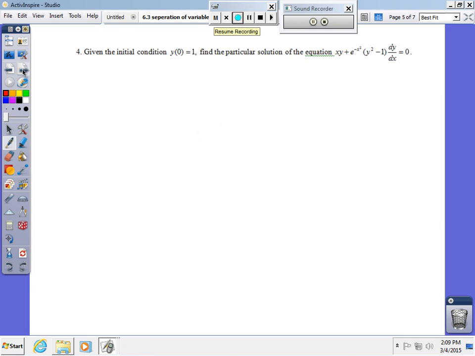Okay, I think you should get the hang of this. I'm not going to do this entire one, but the first thing you need to do with this equation is multiply everything through by dx. So each one of these terms, so this is going to become xy times dx plus e to the negative x squared. Oh, this is one whole term. This is all multiplication. So when I multiply this whole thing right there by dx, that dx is going to cancel out. So I'm left with y squared minus 1 dy equals 0.